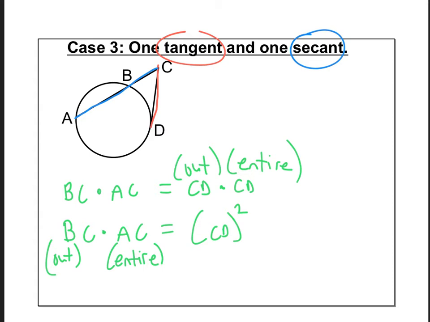So let's do a couple examples, put some numbers in, and get this worked out. But those are the three cases. Every problem you'll see will use one of those three, and basically you'll be given all but one of the lengths, and you'll solve a little algebraic equation.